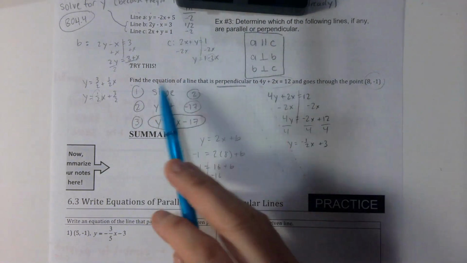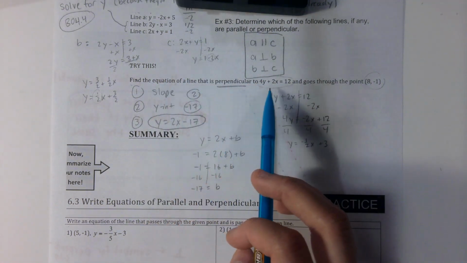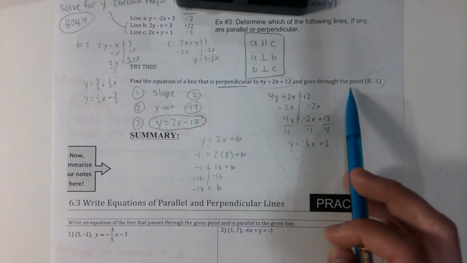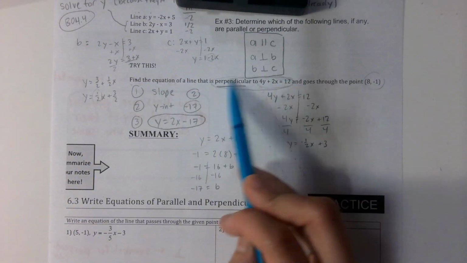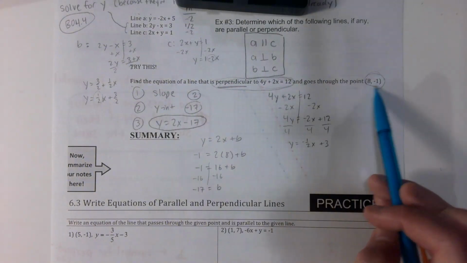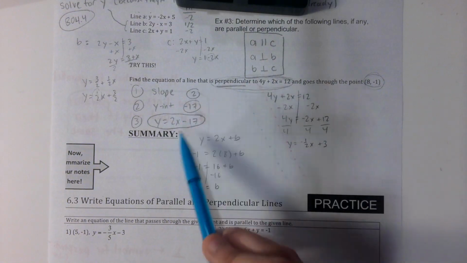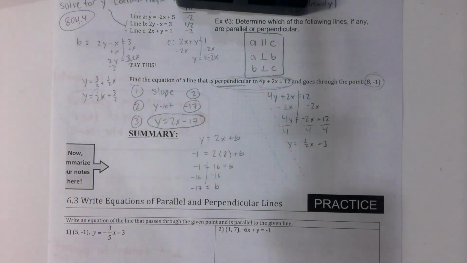So find the equation of the line that's perpendicular to this line and goes through this point. So we use this to find our slope. We use this and this to find our b, and then we gave our final equation. So you can see all the lessons that we've been learning so far are coming together for questions like these. All right, so hopefully that's it.